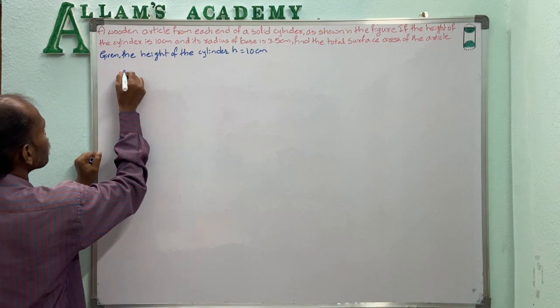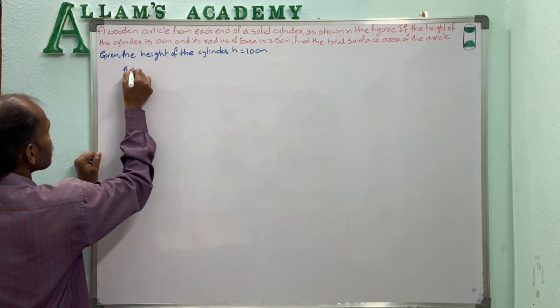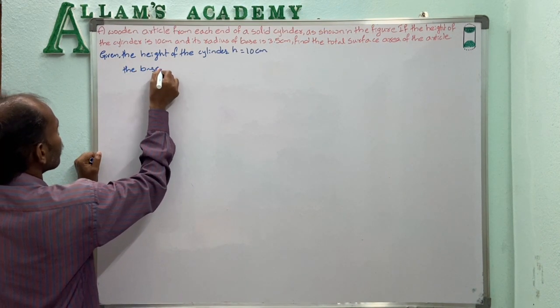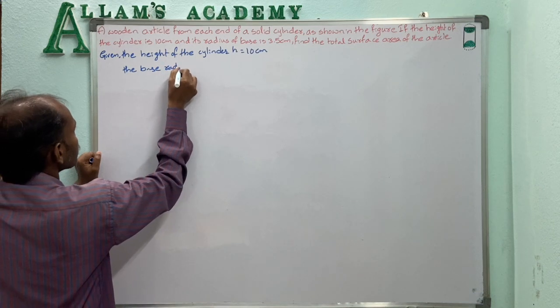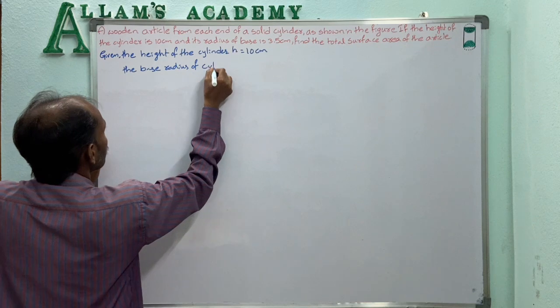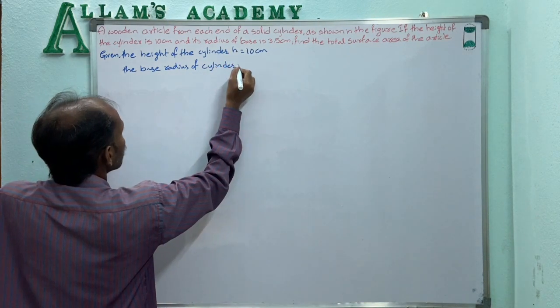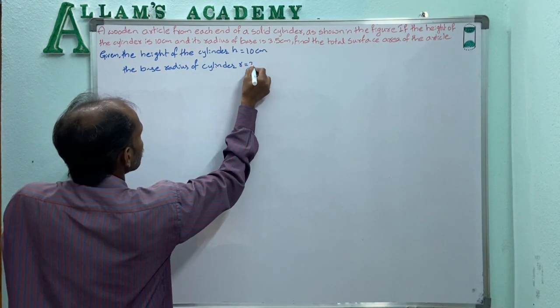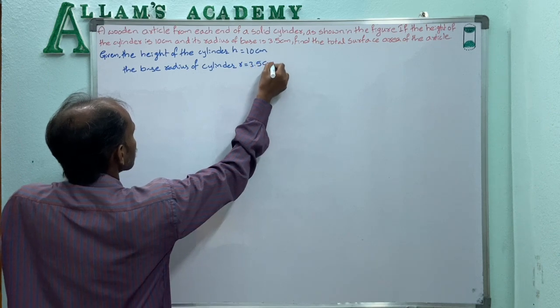Next, the base radius of the cylinder is equal to 3.5 centimeters.